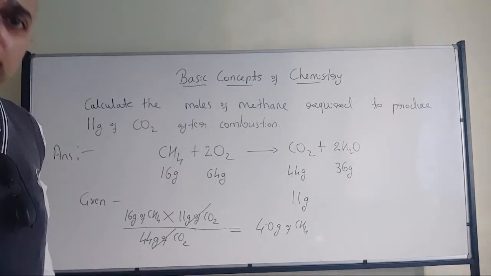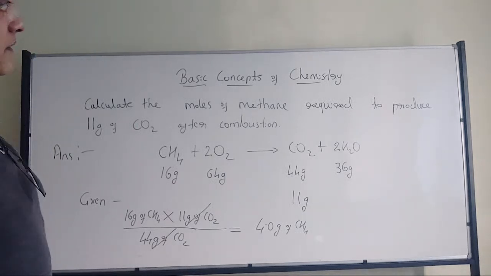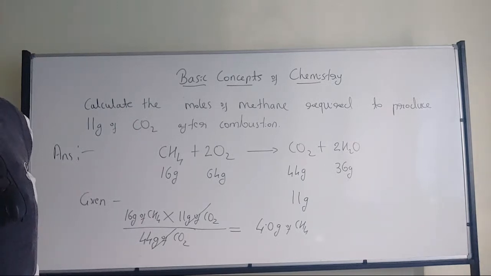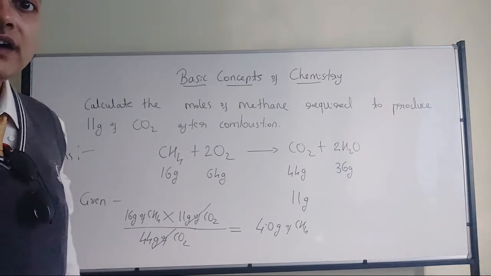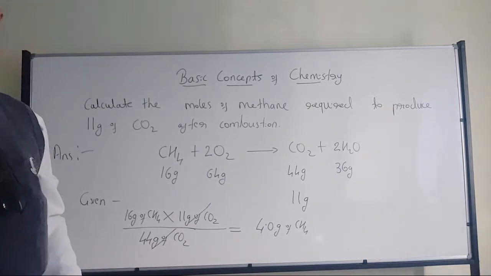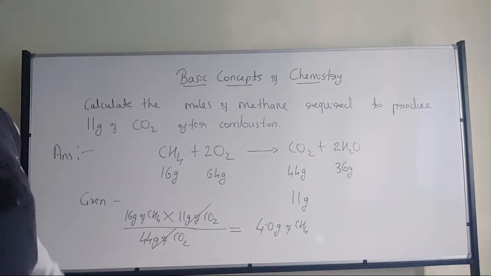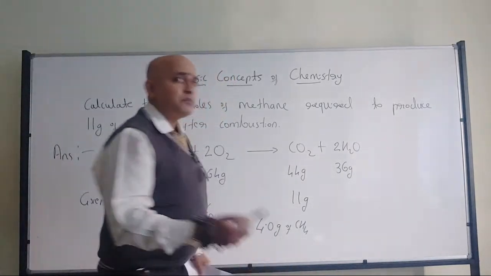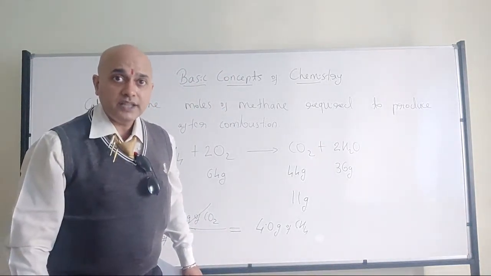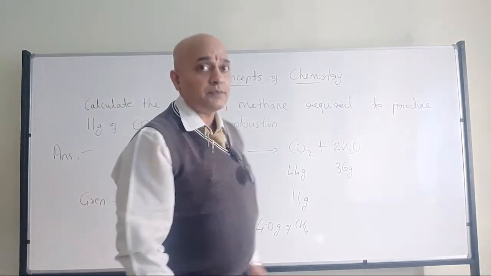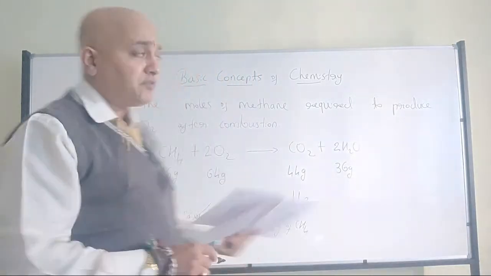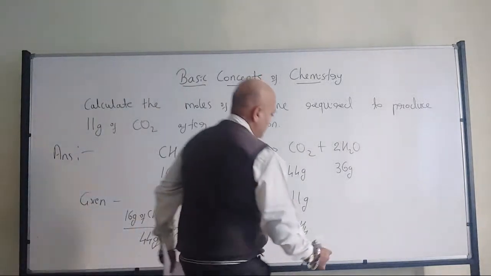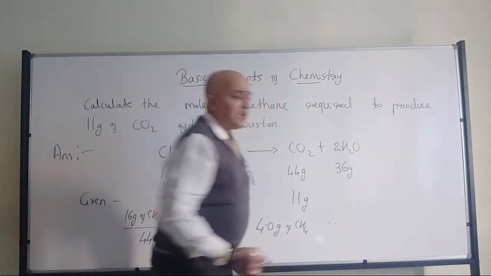Many of you will stop here. This is not the final answer. If you observe, they have asked about moles of methane, not the mass of methane. So whatever 4 gram of methane we have got, it is in terms of mass. We have to convert that into moles. So how to convert? By using the molar mass concept. That is not the final answer. We have to convert that into number of moles. So therefore, how to calculate the mole?